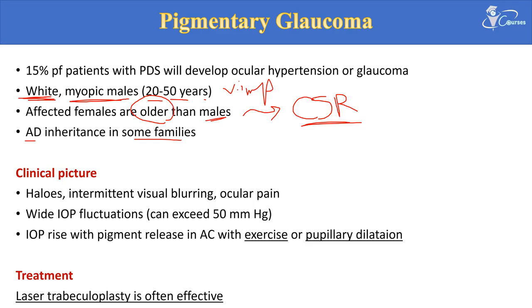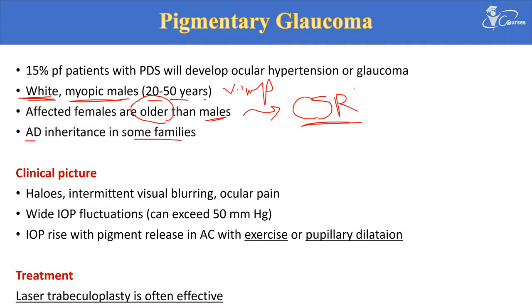So what will be the complaint? The classic presentation for those patients is that they will report halos, intermittent visual blurring, and ocular pain. Why? Because of higher intraocular pressure. It is the same as in patients with angle closure glaucoma, with a totally different race, sex and age, but the same clinical scenario. This is because of high intraocular pressure.